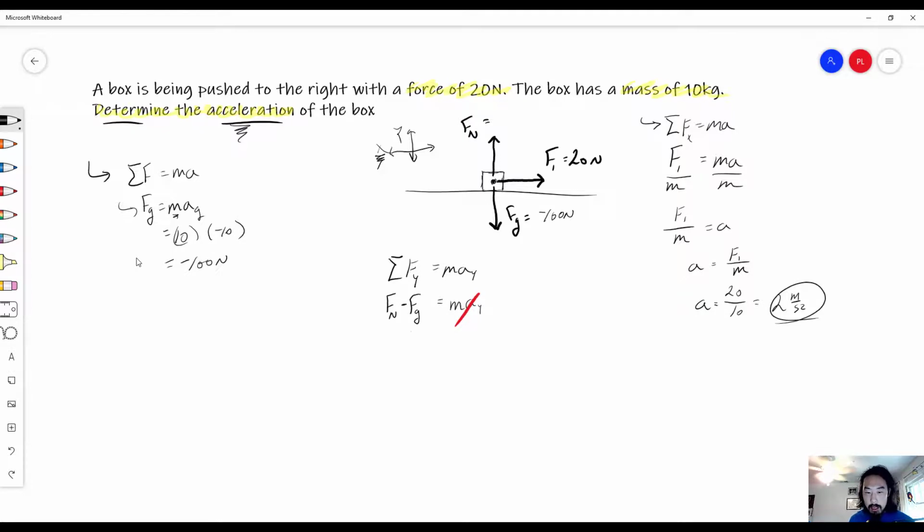All right, so that leaves us with f of n minus f of g is equal to mass times 0, and that gives us 0 equals f of n minus f of g. Okay, so now we can arrange the formula for the unknown variable, which is f of n, and f of n is equal to f of g. And we found what f of g was, so it was 100 newtons. All right, yeah, so if I look at that, we know that it's 100 newtons, and we know it's positive because this normal force is pointing upwards.